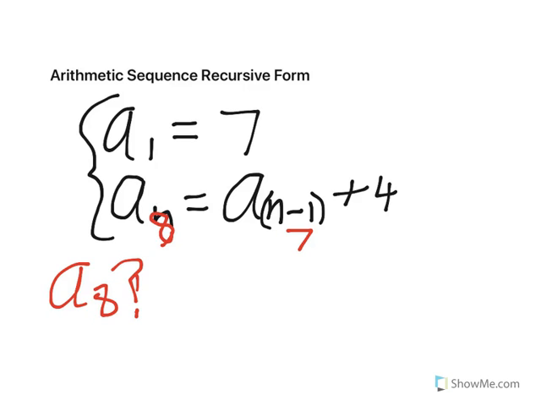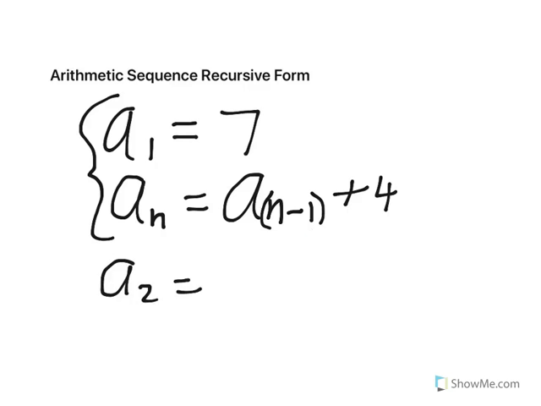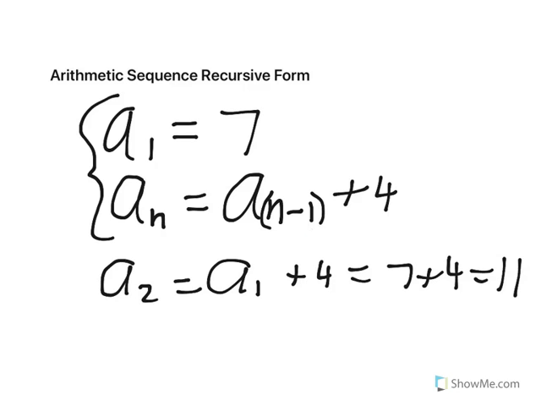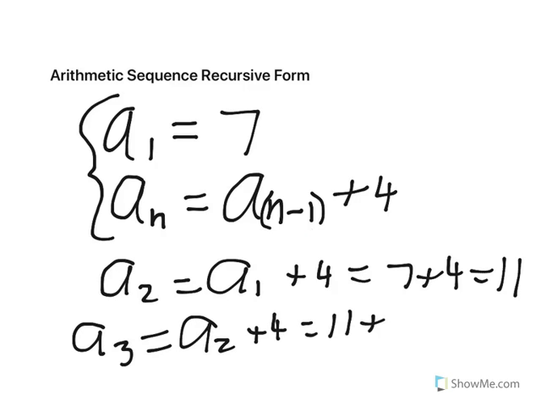So what we do then is work our way up to it. We know what A1 is, so what's A2? A sub 2 is equal to A sub 2 minus 1, which is A sub 1, plus 4. We know what A sub 1 is, it's 7. So 7 plus 4 is 11. Now I know what A sub 2 is. A sub 3 is going to be equal to A sub 2 plus 4, which is 11 plus 4, which is 15.